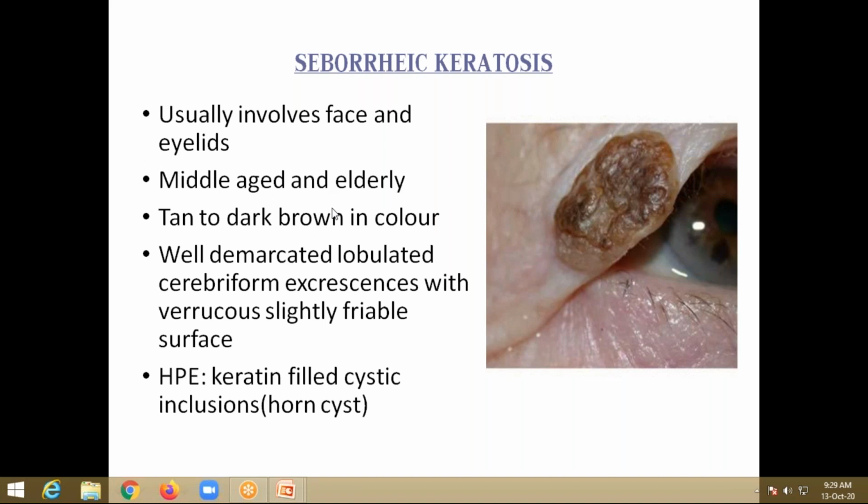It is commonly seen in middle-aged and elderly people. It is tan to brown in color, and it is well demarcated on the lid margin and lobulated. Usually it has keratin-filled cystic inclusions, which are also called horn cysts. This is an example of seborrheic keratosis.